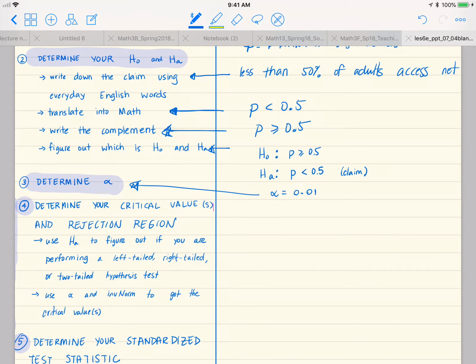Now, to get my critical value, the first thing I need to do is figure out if I'm using a left-tailed test, right-tailed test or two-tailed test. Now I've got a z distribution, so I sketch that. And looking at my alternative hypothesis, I am going to have a left-tailed distribution simply because my statement is that p is less than 0.5.